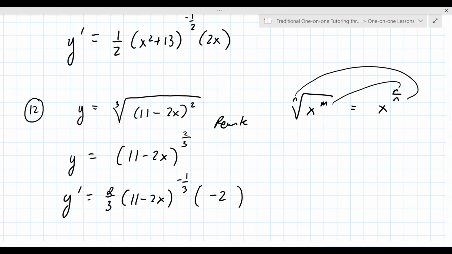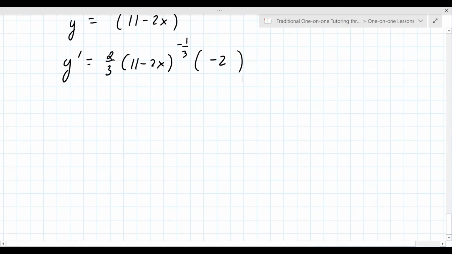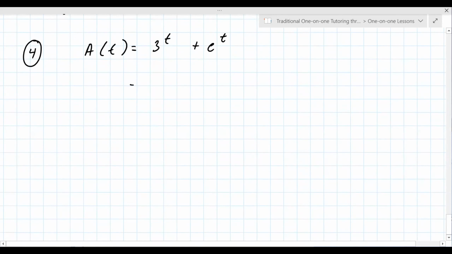What's number 4? I'm sorry, how would we do number 4? Let me get it down here. So a of t equals 3 to the t plus e to the t. So the first one is a number to a variable.